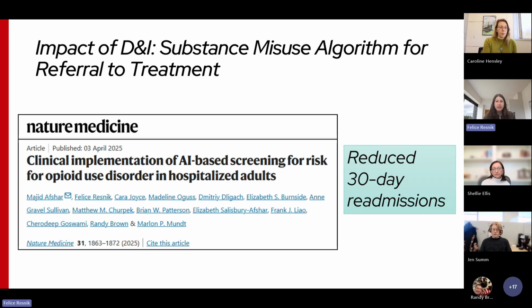And what was found is that it did reduce the 30-day readmission rate. So the AI screener achieved similar consult rates to usual care and reduced the 30-day readmissions, which demonstrated a kind of scalable, cost-effective intervention for the health systems.